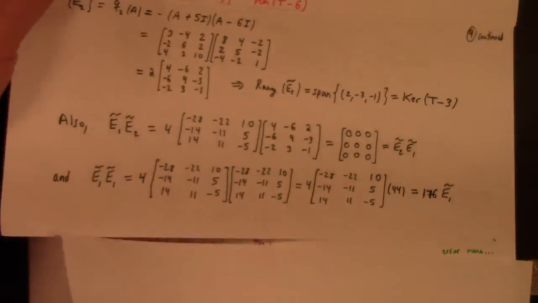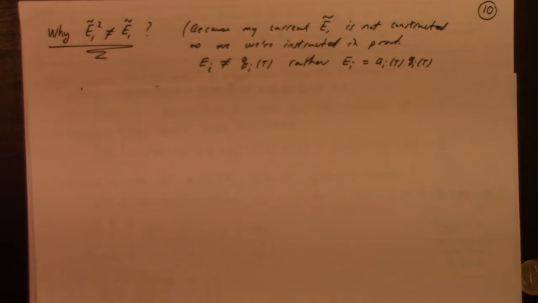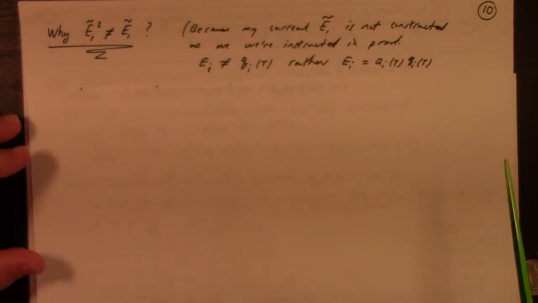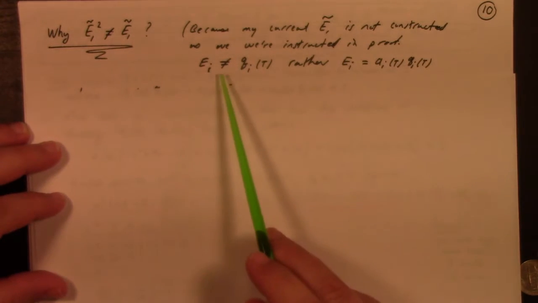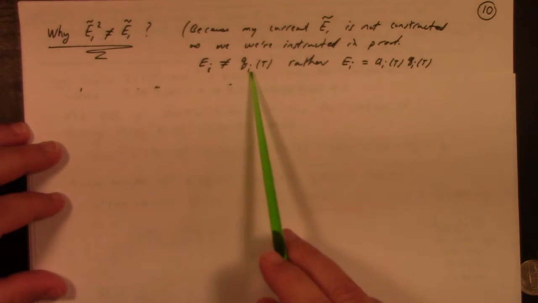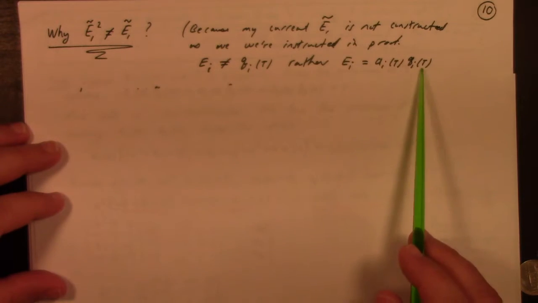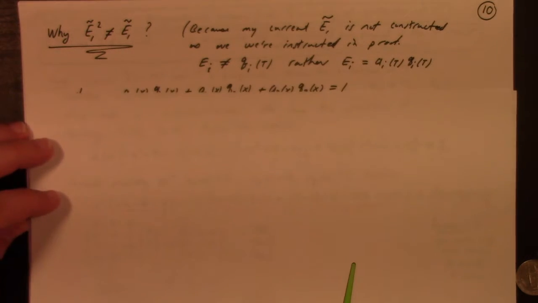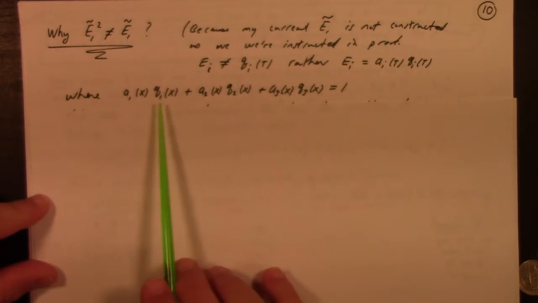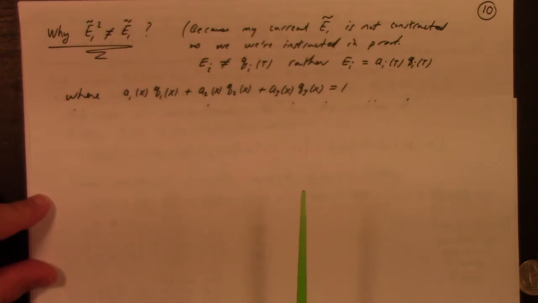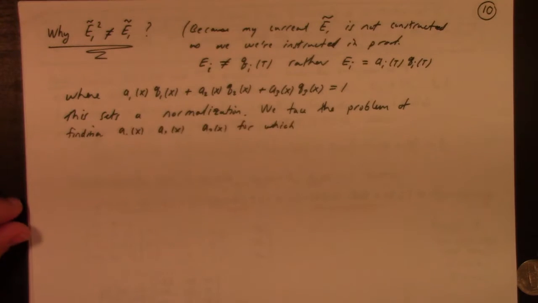Well, how do you fix that is the question, right? It's because my current E1 tilde is not constructed as we were instructed in the proof. Ei is not equal to Qi(T), it's rather Ai(T) Qi(T), all right? Where the Ai are the coefficients that are needed to make this linear combination be 1, right? There's a scaling that goes on in here, and this sets a normalization.